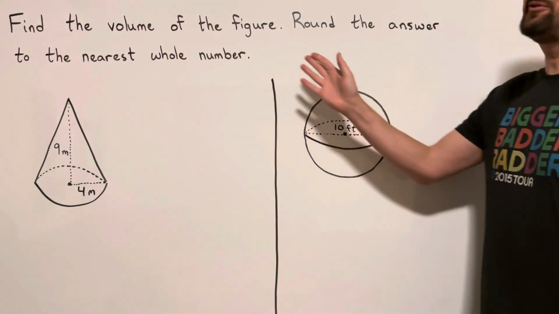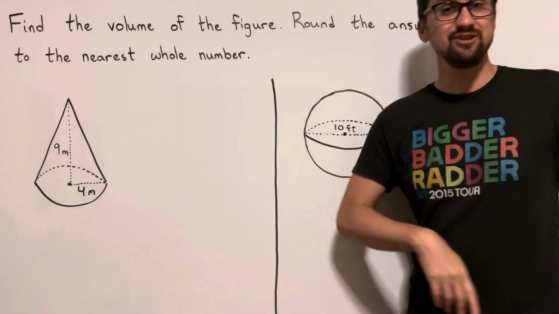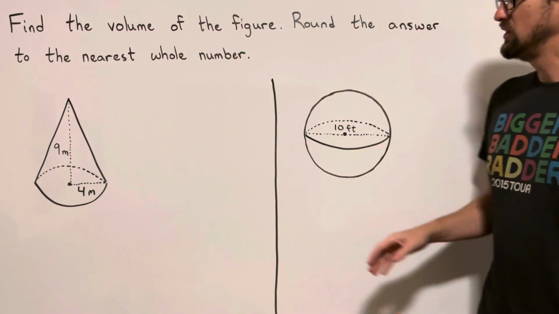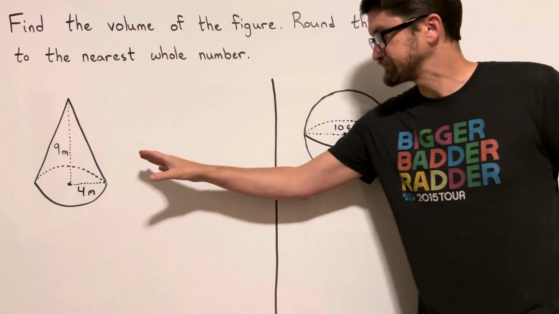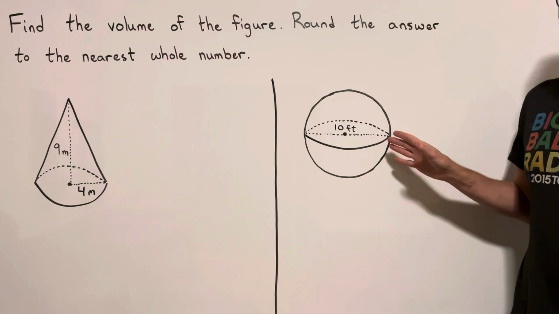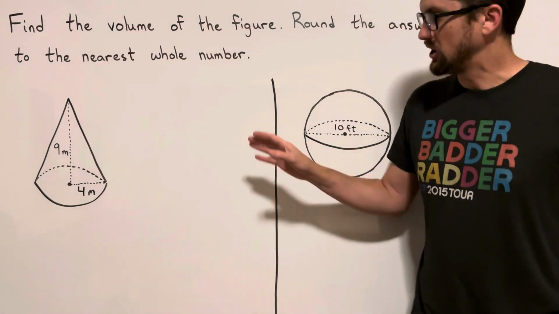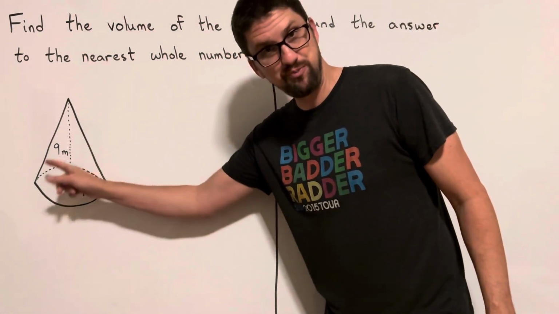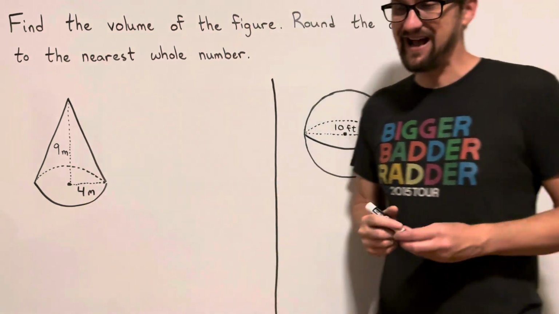Find the volume of the figure. Round the answer to the nearest whole number. We have a cone and we have a sphere. A cone has a circular base and it has a height.